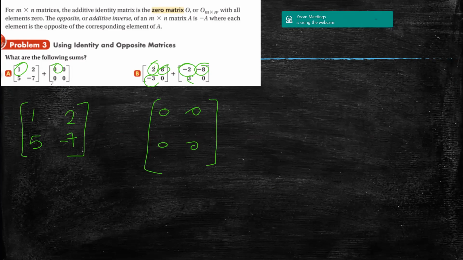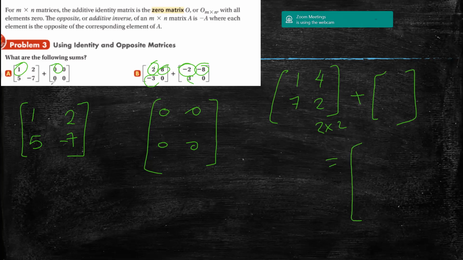So for the first one, if I gave you this matrix, which is 2 by 2, and I want you to add it to any matrix and give me the same answer, you will tell me to add it to the 0 matrix. How can I write the 0 matrix? Look here. The dimension here is 2 by 2. That means I have to make a matrix that has the same dimensions with 0 in all corresponding elements.